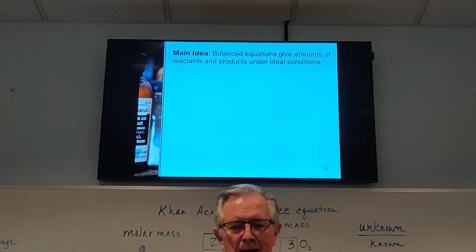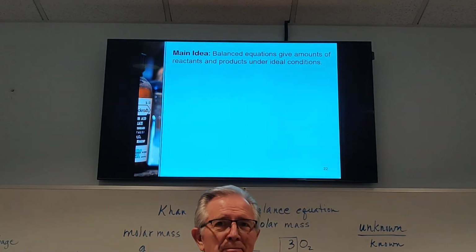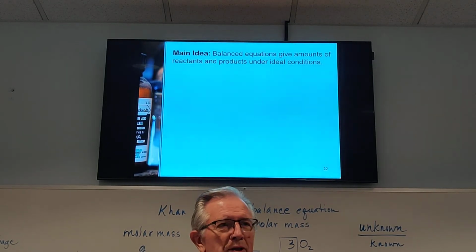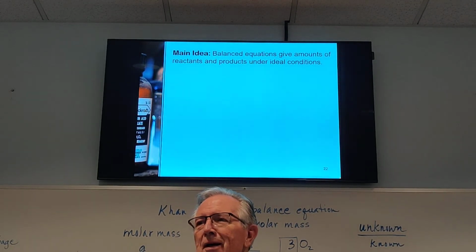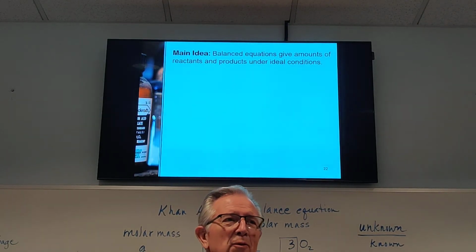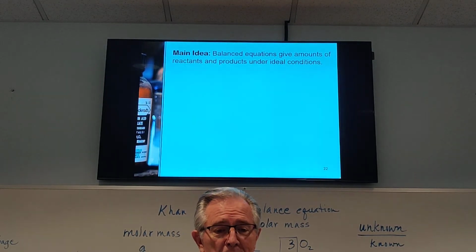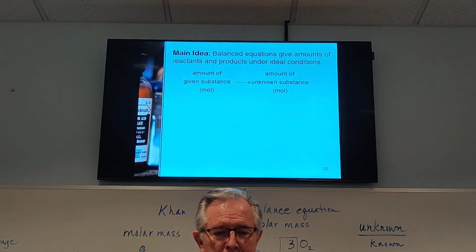Okay, so you have to have a balanced equation. They either have to give it to you, which at first they probably will, and then as time goes along, they will expect you to do more and more of it yourself. But this is only going to be under ideal conditions.